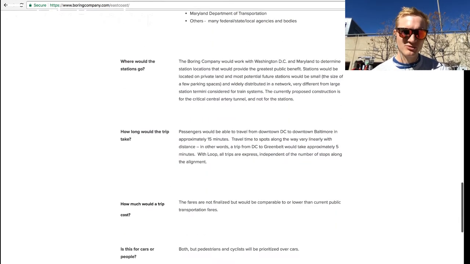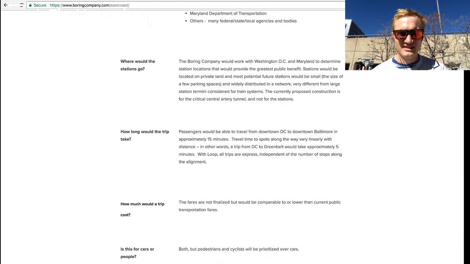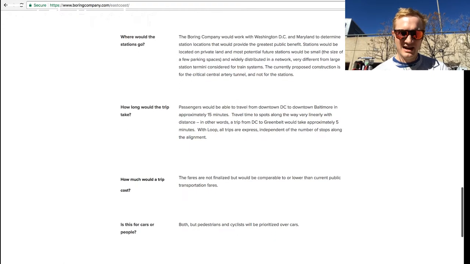And where would the stations go? They want to work with the cities, which is good, because this will be, so they say, a pedestrian and bicycle first initiative. How long would the trips take? Baltimore and DC downtowns in 15 minutes, that's just crazy.